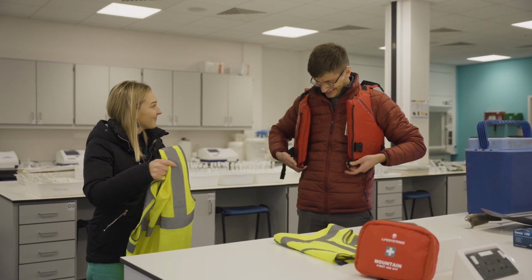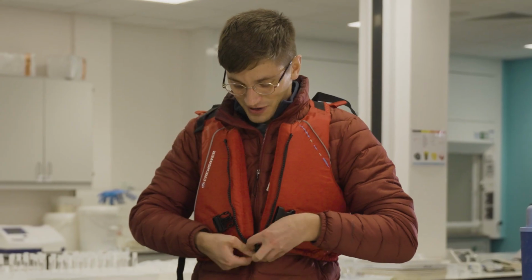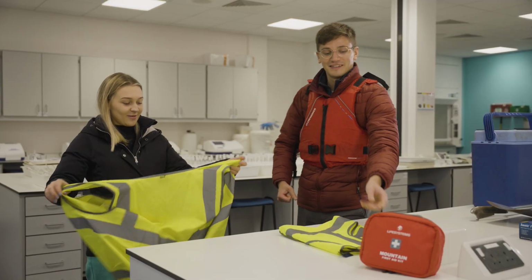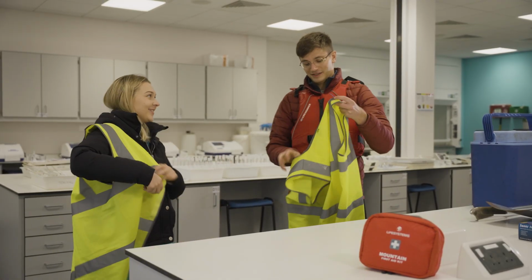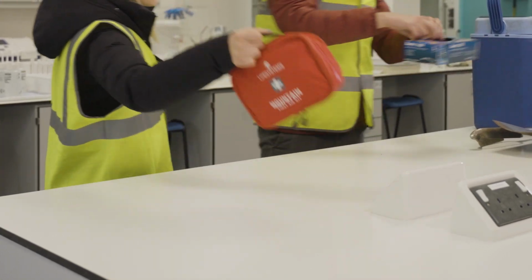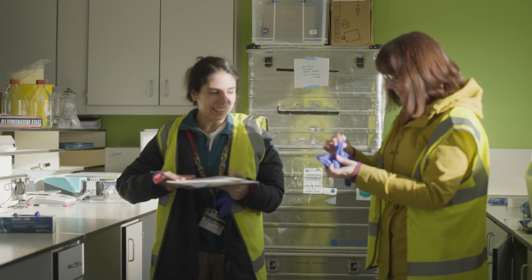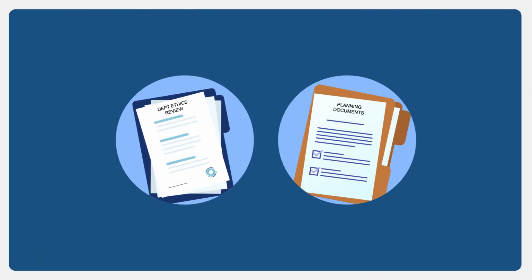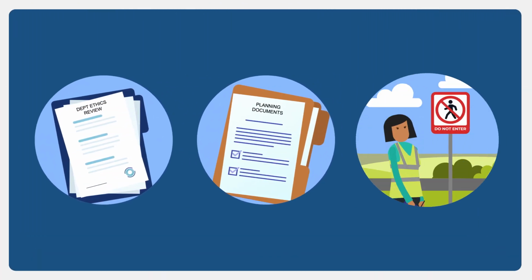There are a range of different mitigation strategies you can use to reduce risk, such as personal protective equipment and suitable clothing, first aid kits, communication devices, limit lone working. In some cases, you may also need to consider ethics and logistics, such as gaining permission to access sampling sites.